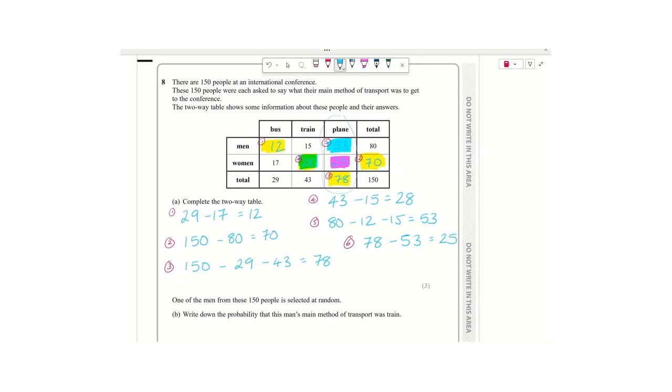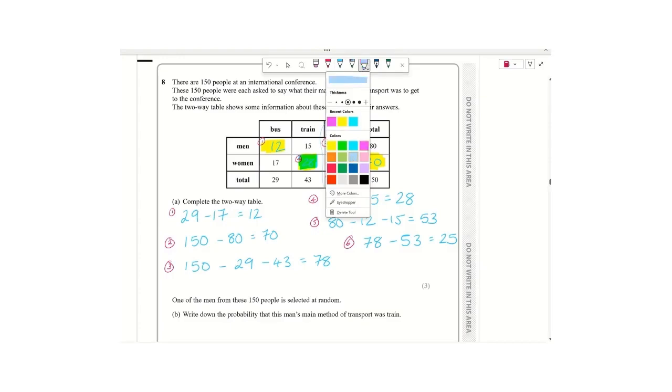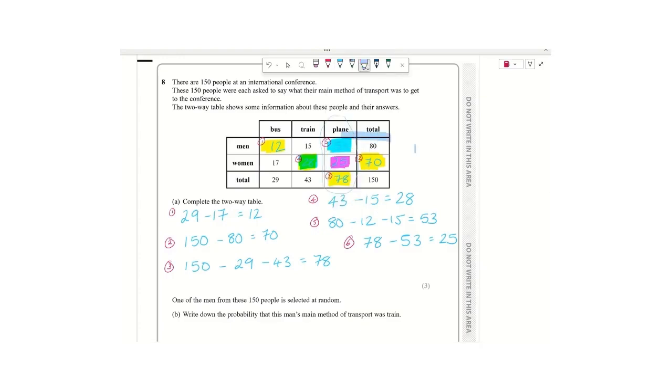It then says one of the men is selected at random. So we are now only interested in these people. We're not interested in the women, unfortunately. They don't count. It's only the men that we're interested in. Right, so we can see it. There we go. The probability that this man's main method of transport was train.